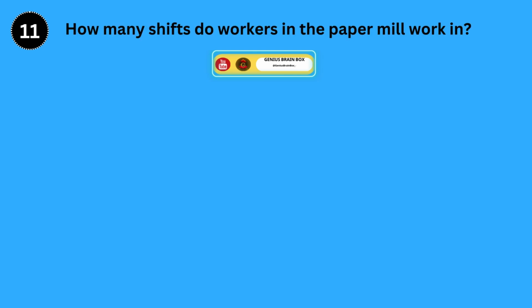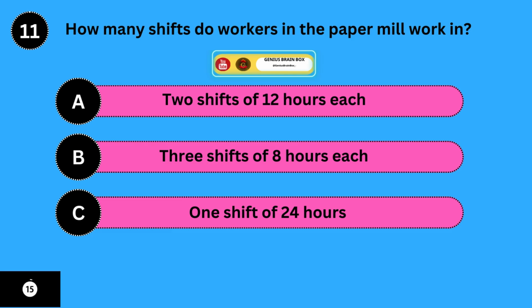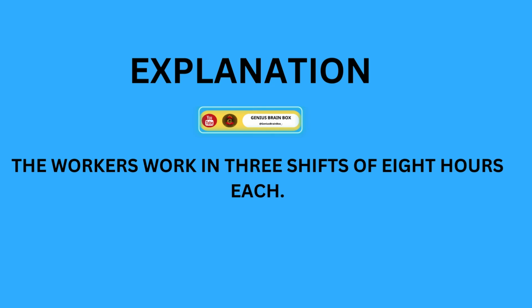How many shifts do workers in the paper mill work in? Option A. 2 shifts of 12 hours each. Option B. 3 shifts of 8 hours each. Option C. 1 shift of 24 hours. Correct answer is... Explanation. The workers work in 3 shifts of 8 hours each.